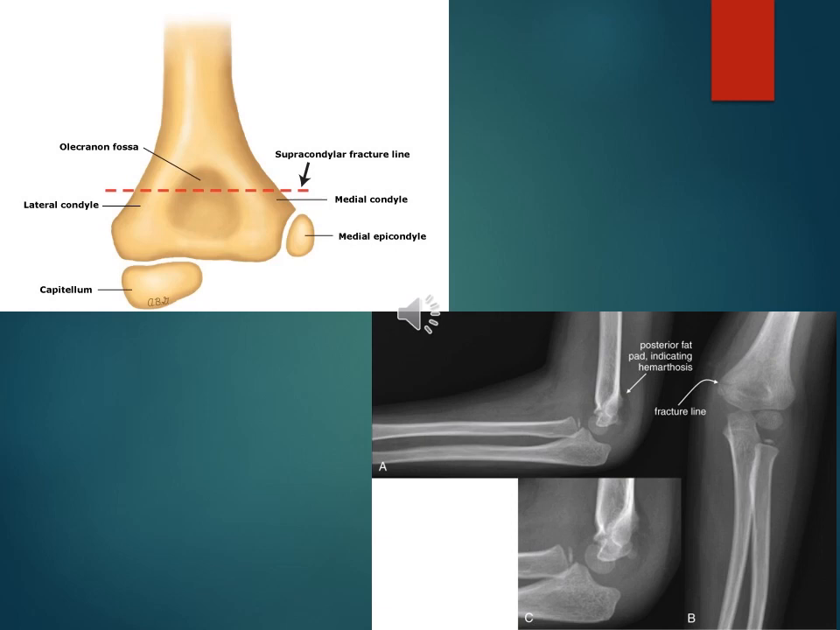You will need to know these six ossification centers and their locations, so that when you see one of them, you do not confuse it with a fracture.